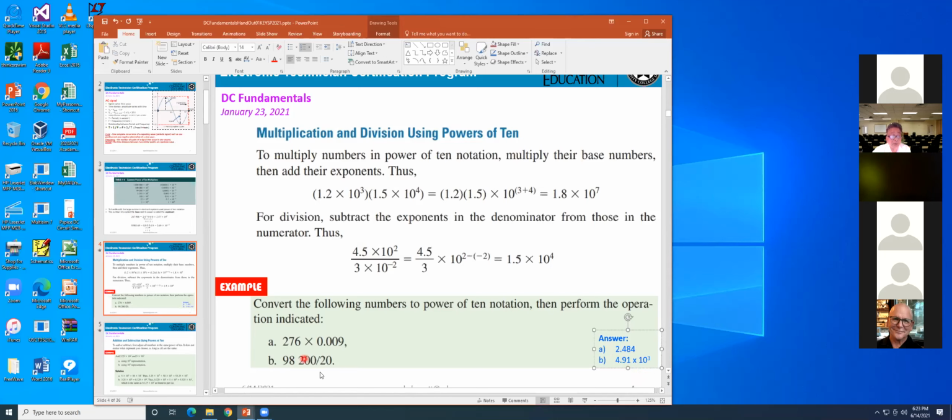Okay, how about the next one? 98,200 divided by 20. Is the answer correct? Will the answer be 4.91 times 10 power 3? Yes. Okay, that's good.